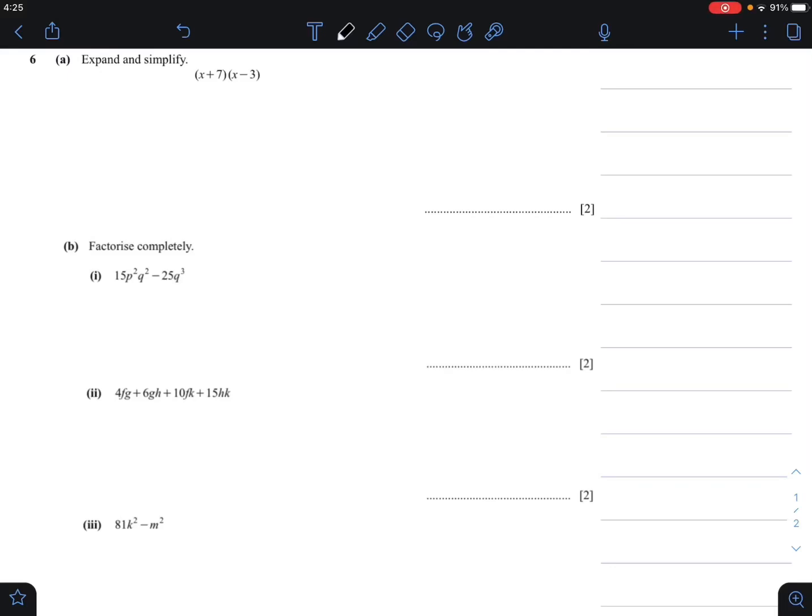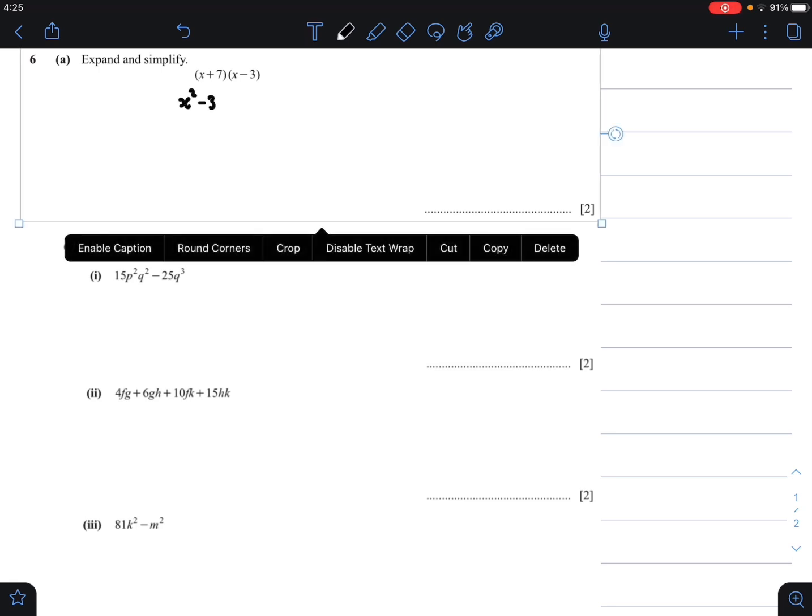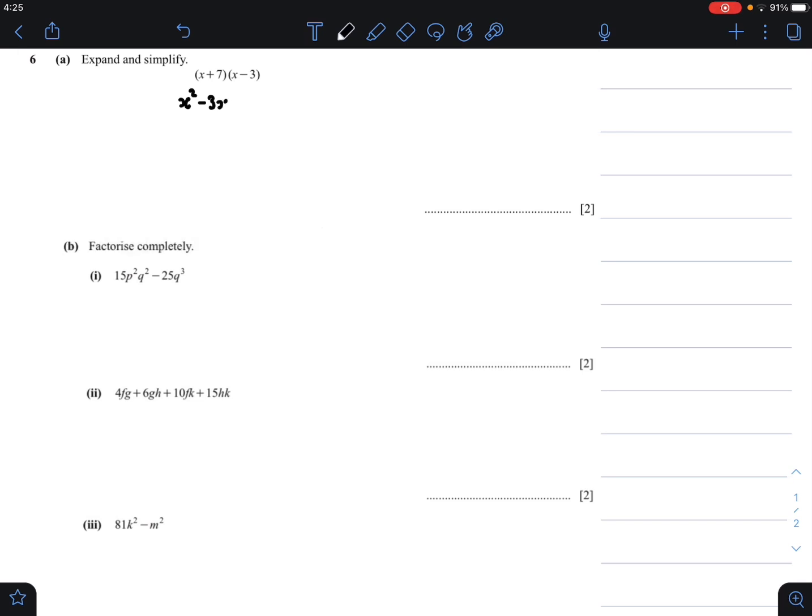For part A, they are asking you to expand and simplify the following. So let's do this. x multiplied by x is x squared. x multiplied by minus 3 is minus 3x. 7 multiplied by x is positive 7x. And 7 multiplied by negative 3 is negative 21. Therefore, your final answer for part A would be x squared plus 4x, because 7 minus 3 is equal to 4, minus 21.